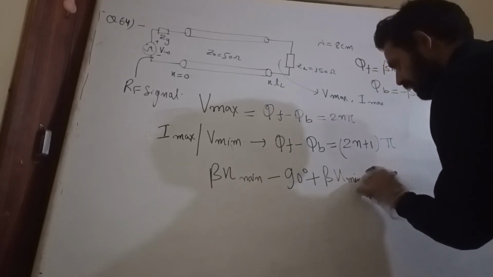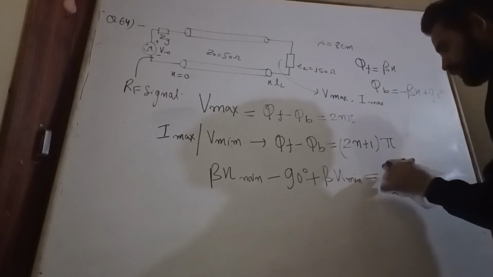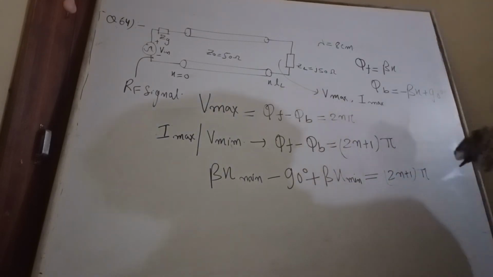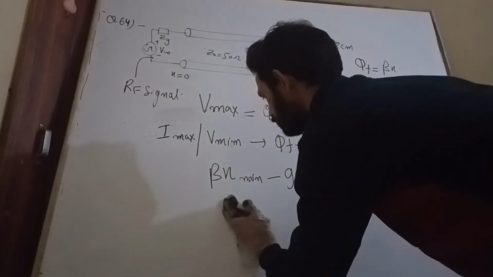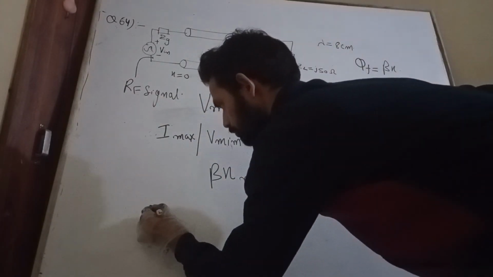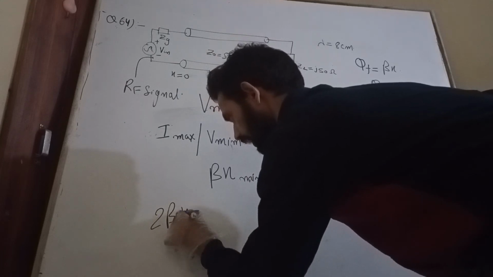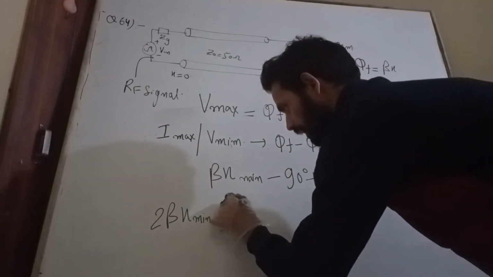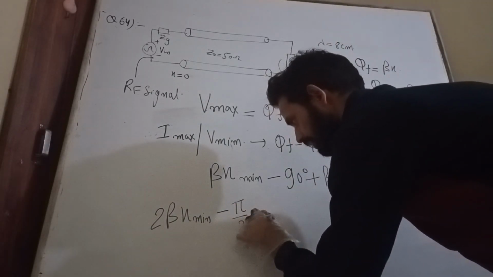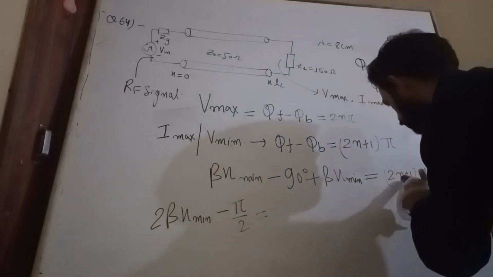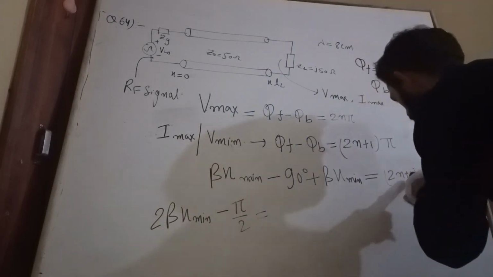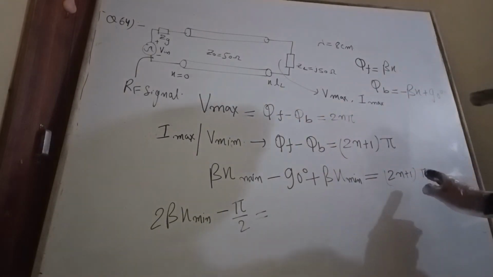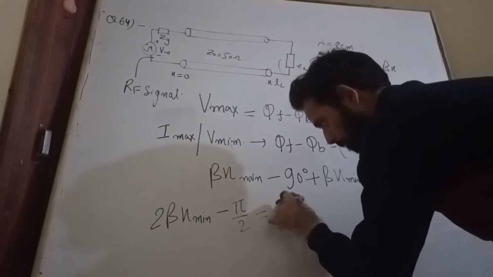That is equal to out of phase by 180 degree. So this is (2n plus 1) into pi. So 2 beta x minima minus 90 degree, that is pi by 2, we can write in terms of radian. First voltage minima, n must be equal to 0 for first voltage minima. So here we will get pi.